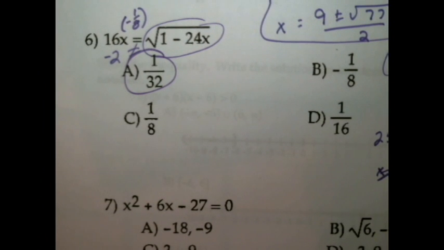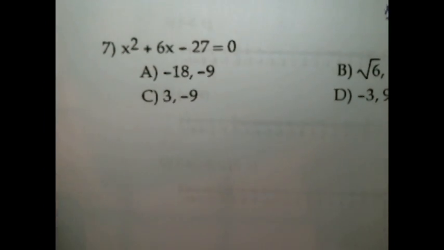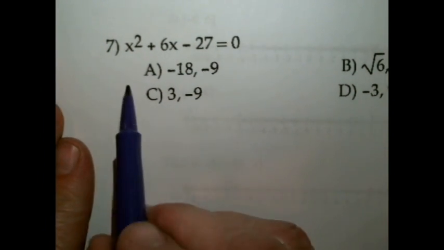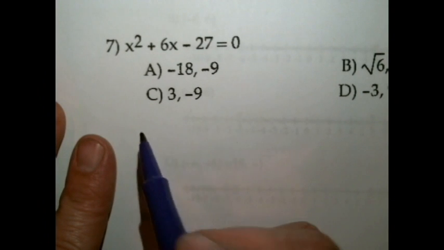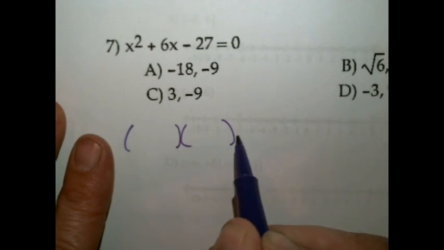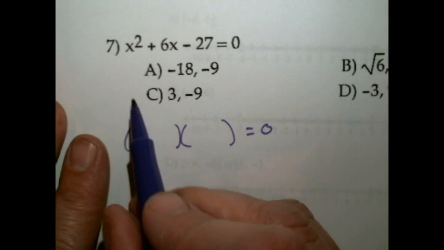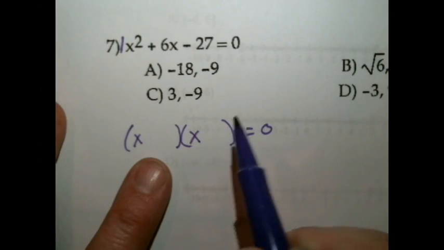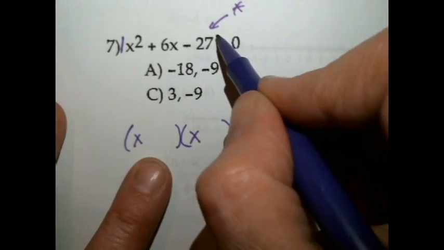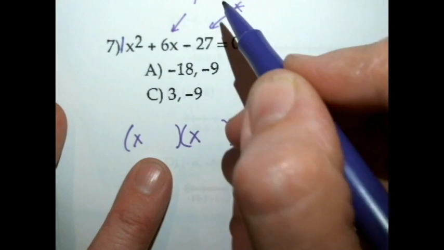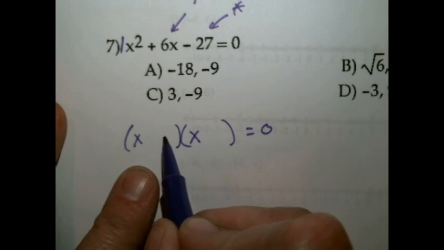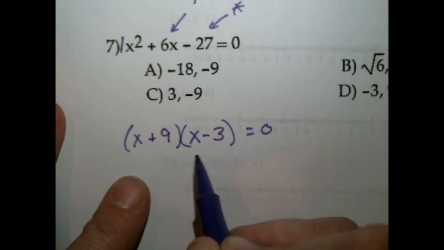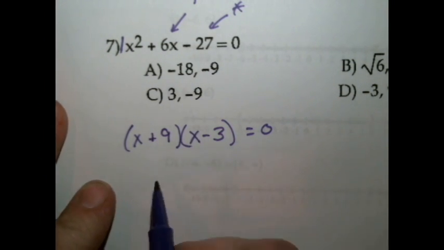Okay. All right. Now let's do number 7, and then I'm going to quit for a minute and start up the next video. On number 7, x squared plus 6x minus 27. This quadratic is probably best solved by factoring. The leading coefficient on the x squared is just 1, so we can factor into x and x. Now we're looking for two numbers that multiply to be negative 27 and add to be 6. I believe 9 and 3 multiply to be 27, and if the 9 is positive and 3 is negative, they'll add to be positive 6.